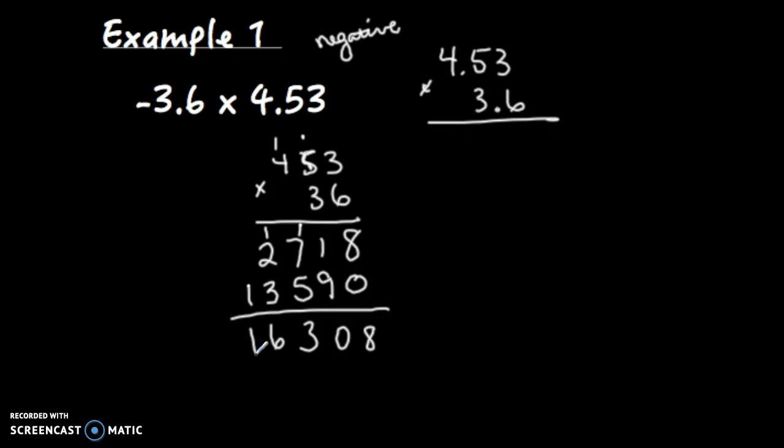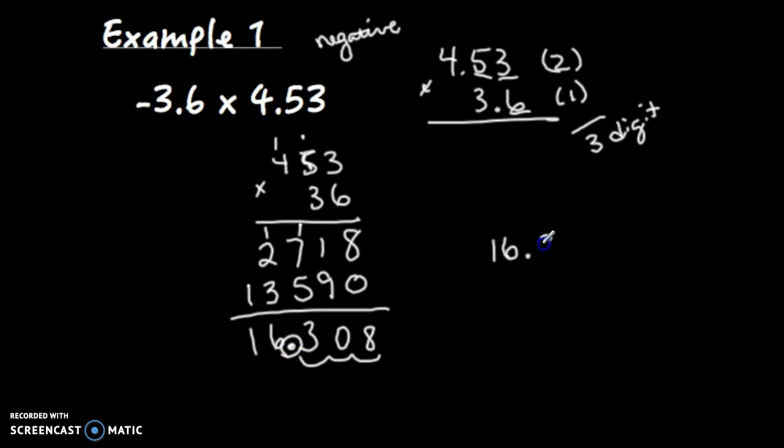16308. So the rule says count the total number of digits to the right of the decimal. So this one had 2 digits, and this one has 1. So altogether there are 3 digits to the right of the decimal. So what you want to make sure is in your final answer you need 1, 2, 3 digits to the right of the decimal. So the decimal point should go here, and we should have 16.308. Now we said before my answer should be negative. So we should have negative 16.308 or negative 16 and 308 thousandths.